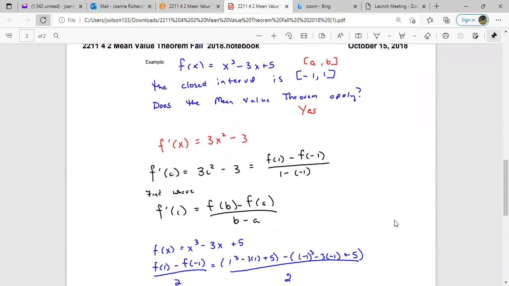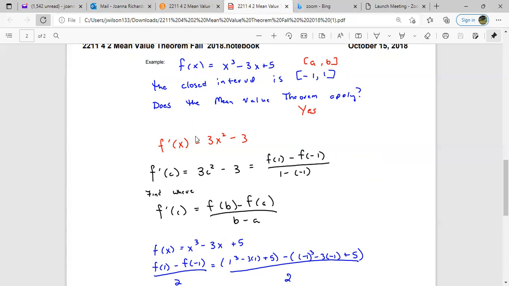So here's an example. Let's say that f(x) is x cubed minus 3x plus 5, and the closed interval is from -1 to 1. So first of all, before using the mean value theorem, you have to ask, does it apply? So you have to make sure that the function is continuous on this closed interval and differentiable on the open interval. This is a polynomial, so it's continuous and differentiable everywhere.